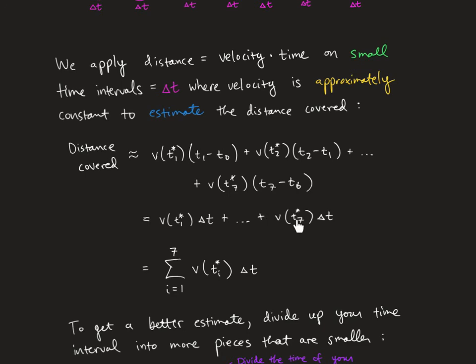So I had 7 time intervals, 1, 2, 3, 4, 5, 6, 7. And in each of them, I'm looking at the velocity at that particular time times the length of the time interval. Right? And I'm just adding those up. So that's what this sigma means here. The sum going from 1 to 7. So summing from the first time interval up through the 7th. It's the same thing, velocity times time in each of them.